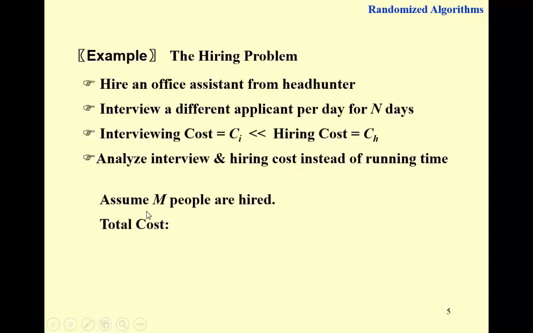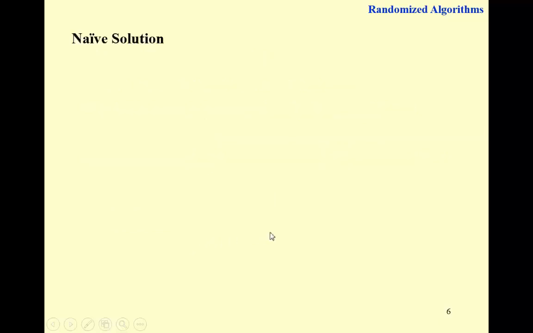Assume that in n days we have hired m people, and the total cost will be given by this, right? This is the cost for one interview, and we're going to go through n interviews in total. So this part is the total interviewing cost. And we have hired m people, and this is the hiring cost. And therefore, this part is the total hiring cost. And our goal is to minimize this total cost.